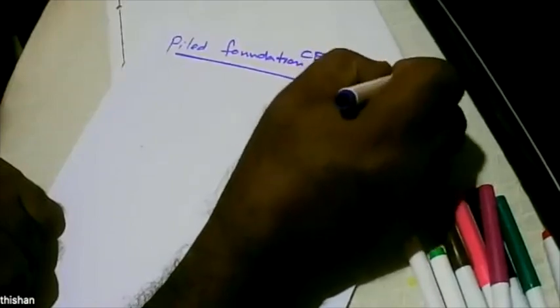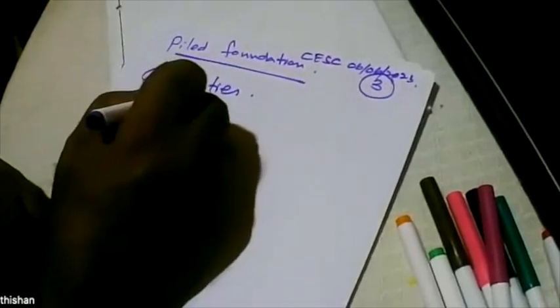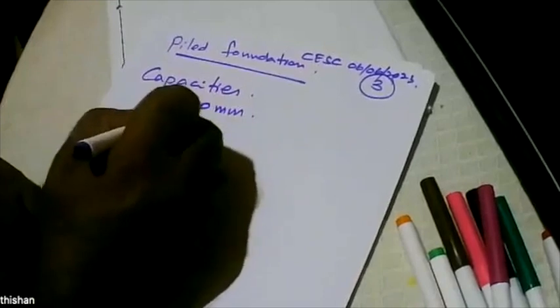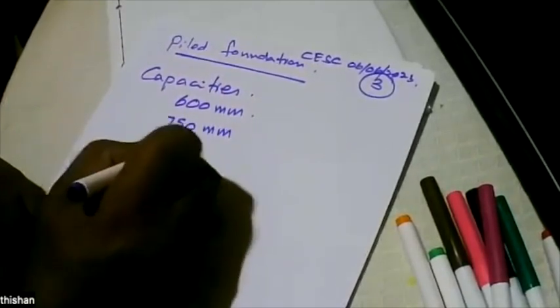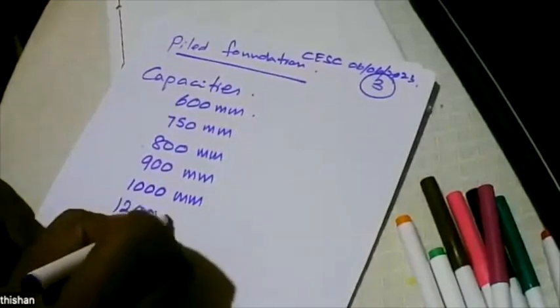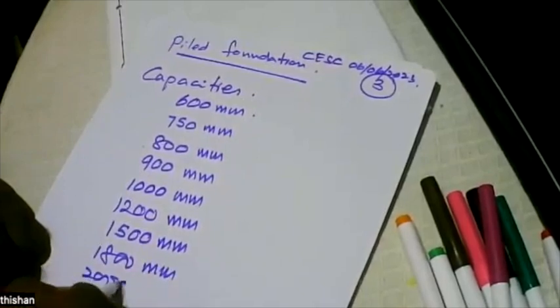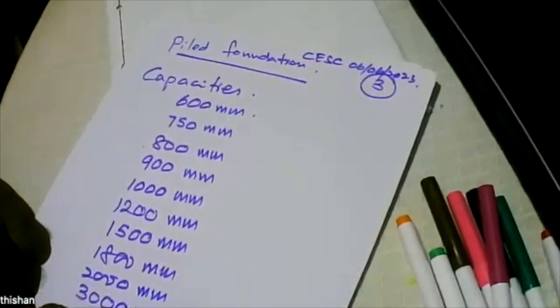So one of the options could be a piled foundation. And if you are going for a piled foundation, we might have to think about the pile capacity. Now, typical pile sizes in Sri Lanka could be 600 millimeters, 750 millimeters, 800 millimeters, 900 millimeters, 1000 millimeters, 1200, 1500, 1800, 2000. And in Sri Lanka, we have piling machines that can do up to 3000 millimeters.